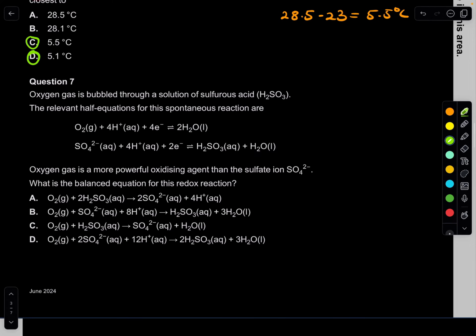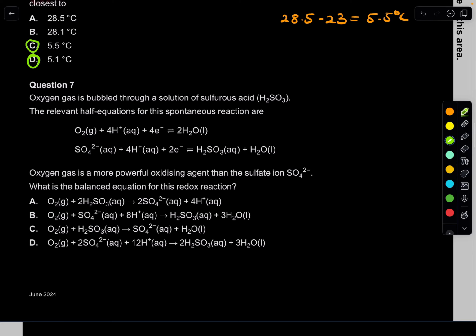7. Let's have a look at this. Oxygen gas is bubbled through a solution of sulfurous acid. The relevant half equations for the spontaneous reactions are shown. All right. Oxygen gas is a more powerful oxidizing agent. It means it's strongly reduced than the sulfate ions. Okay, what is the balanced equation for this redox reaction?